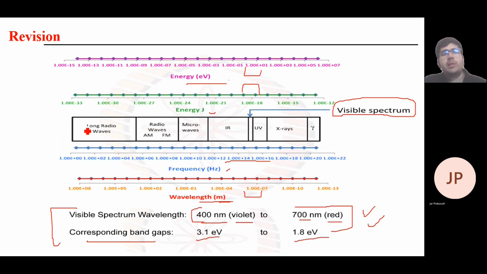So in this slide, we can see the fraction of the visible spectrum. You can check the portion of long radio waves, radio waves, microwaves, infrared radiation, UV, X-rays, and you can see the portion is very small for the visible spectrum.